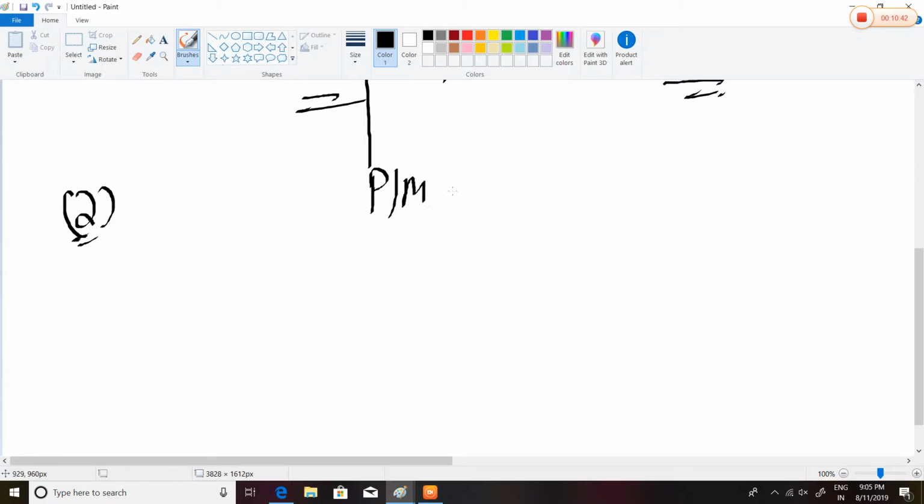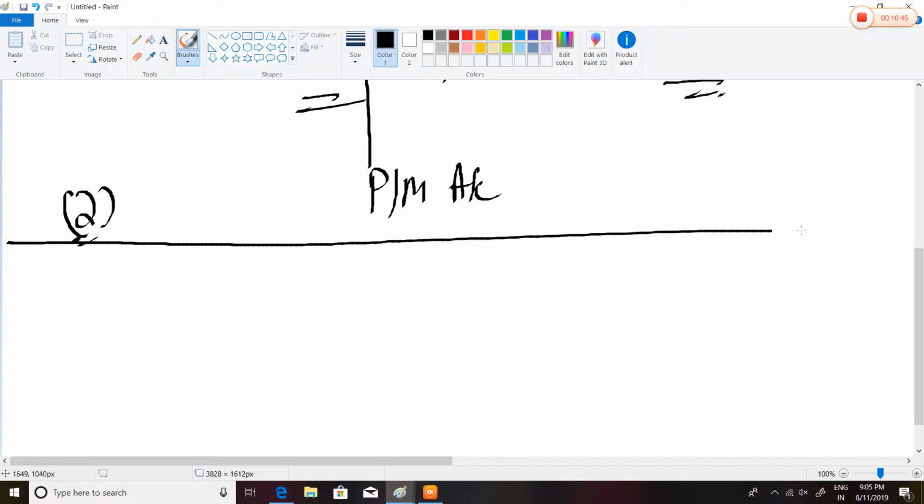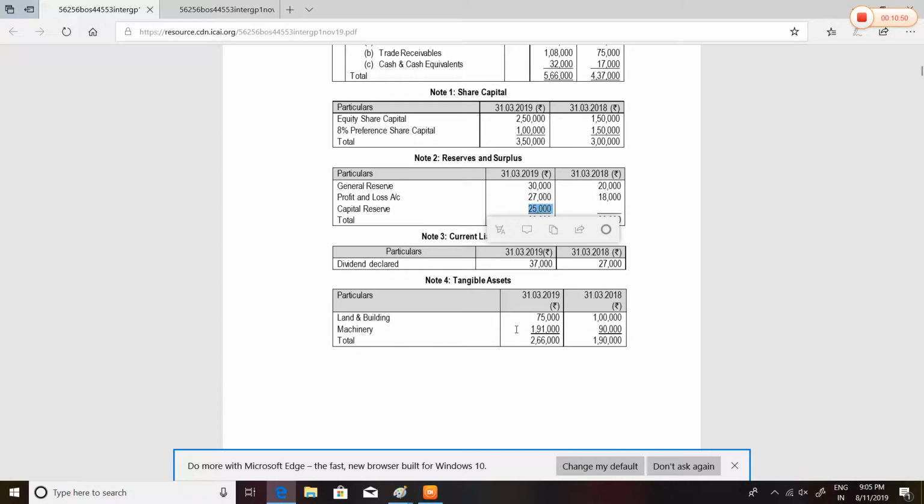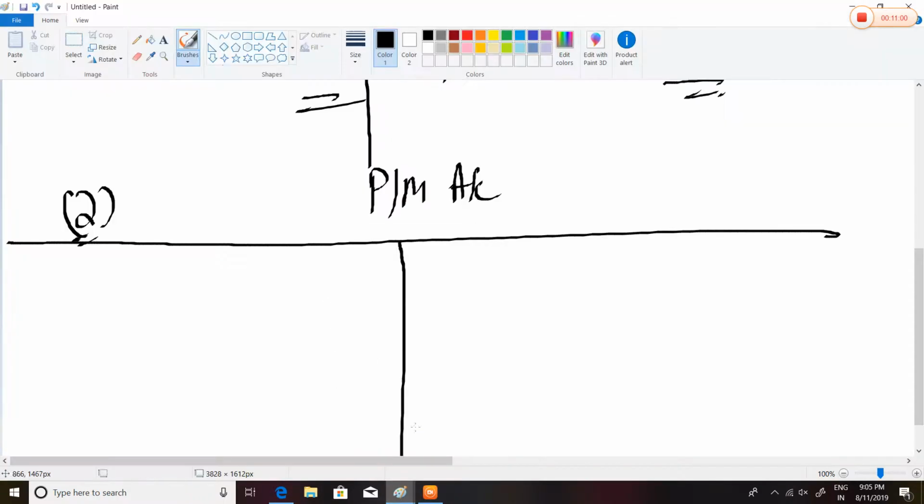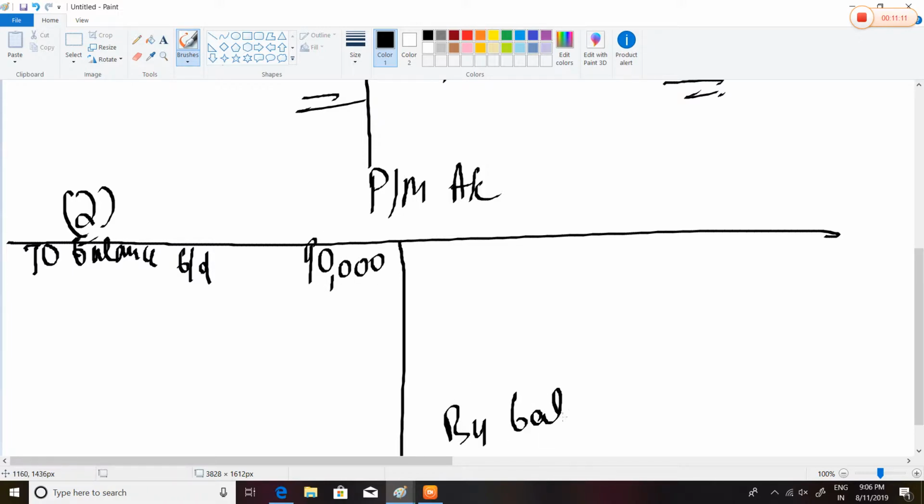Plant and machinery. Balance of plant and machinery. To balance brought down 90,000 and by balance carried down 1,91,000. Okay, I think there is depreciation.